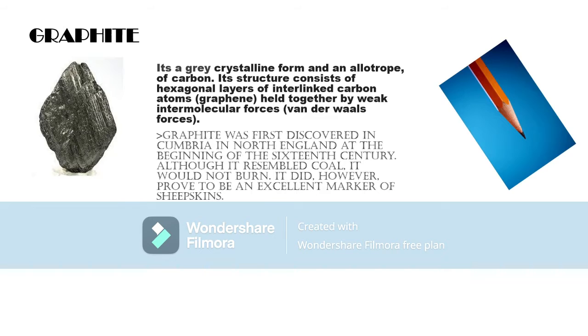Graphite was first discovered in Cumbria in North England at the beginning of the 16th century. Although it resembled coal, it would not burn. It did, however, prove to be an excellent marker of ships' skins. Uses of graphite: writing materials, lubricants, refractory, nuclear reactors, batteries, or graphene sheets.